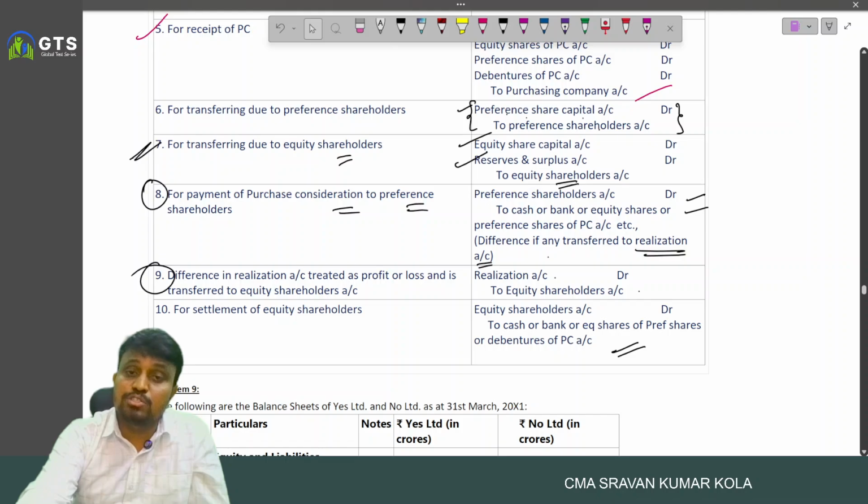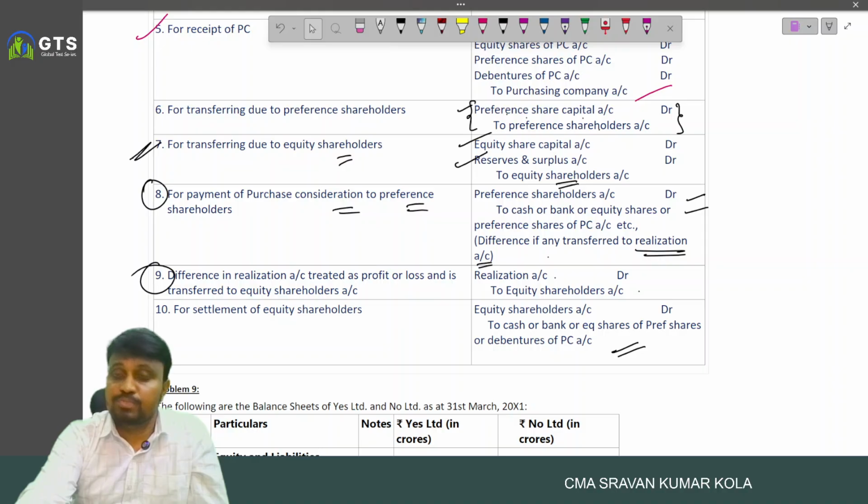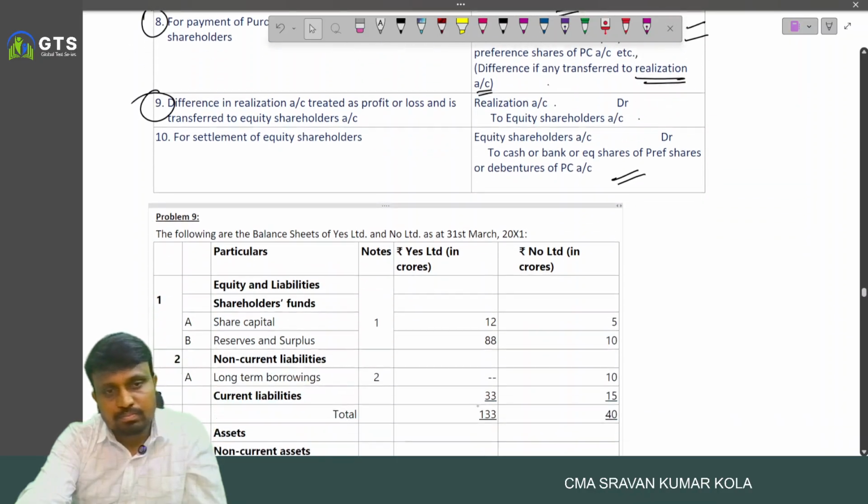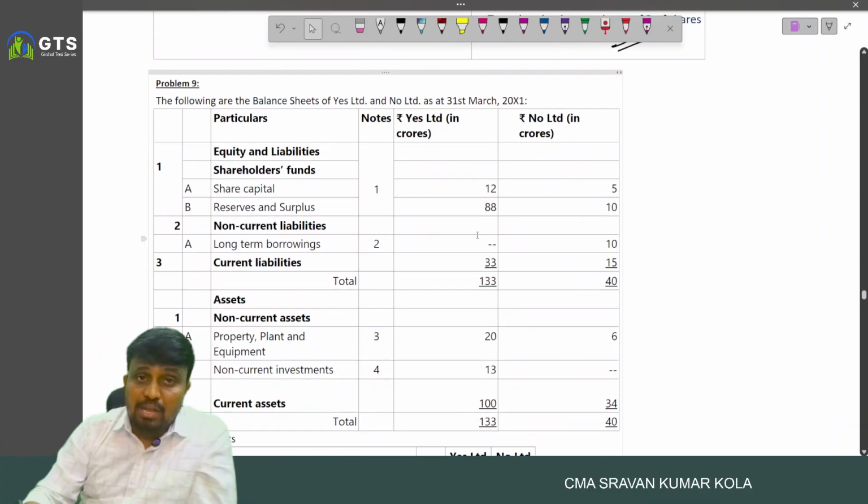And this is about what? Journal entries relating to the transferor in relation to amalgamation. Okay, yes.